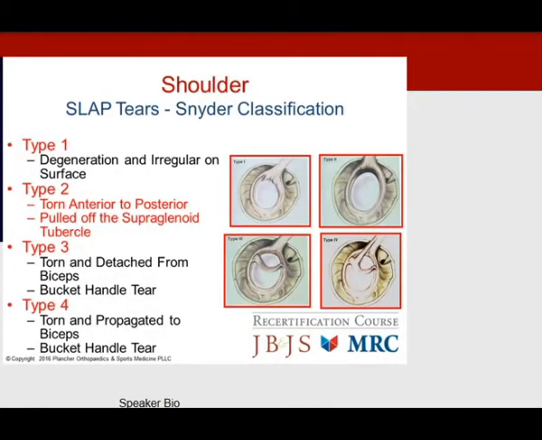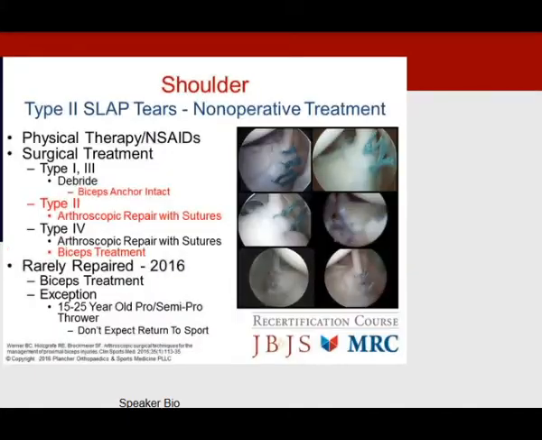Dr. Snyder helped us classify these SLAP tears from 1, 2, 3, and onward, but we focus many times on the type 2, the torn anterior to posterior, the one pulled off the supraglenoid tubercle. Here you can see that treatment is non-operative. Physical therapy and non-steroidal anti-inflammatories are very helpful for treatment of a SLAP tear. But when or if one dives in for a surgical treatment, you can see here on the right photos the arthroscopic repair with sutures.